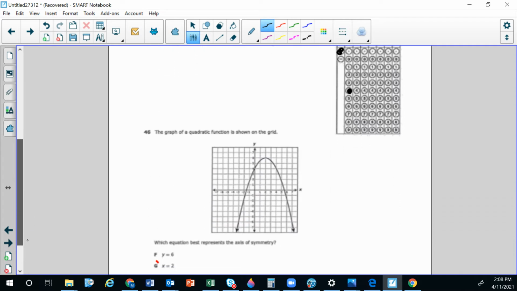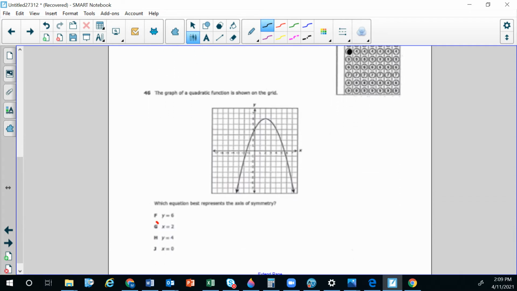And here you're given a quadratic function, a parabola, and it asks you what is the axis of symmetry. All right, remember the axis of symmetry is a line that splits the graph in half, and that line crosses the x-axis at 2. So that's going to be x equals 2 is your axis of symmetry. So that is G.